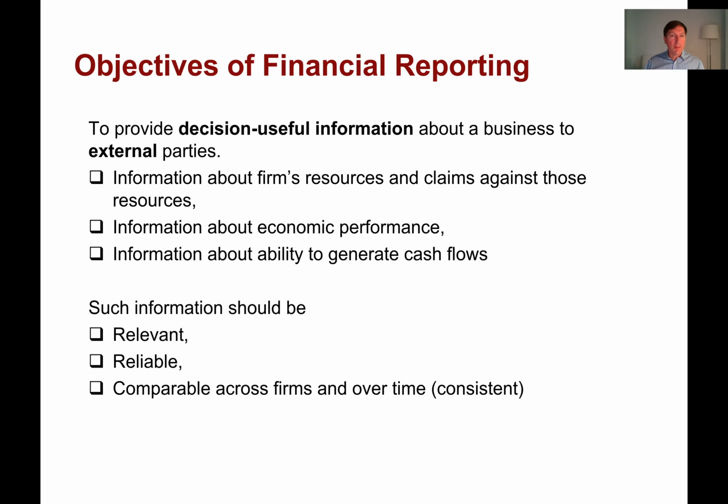Okay, what are the properties of decision useful information? Well, information should be relevant for your decisions. It should be reliable. That is, we have to be measuring it with a certain degree of accuracy. It should be comparable across firms, and it should be comparable over time so that we can easily compare firms with each other and over time and so on, right?